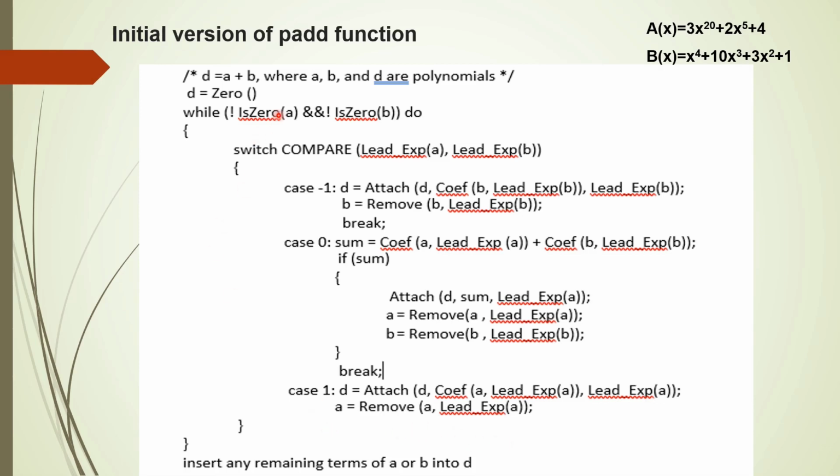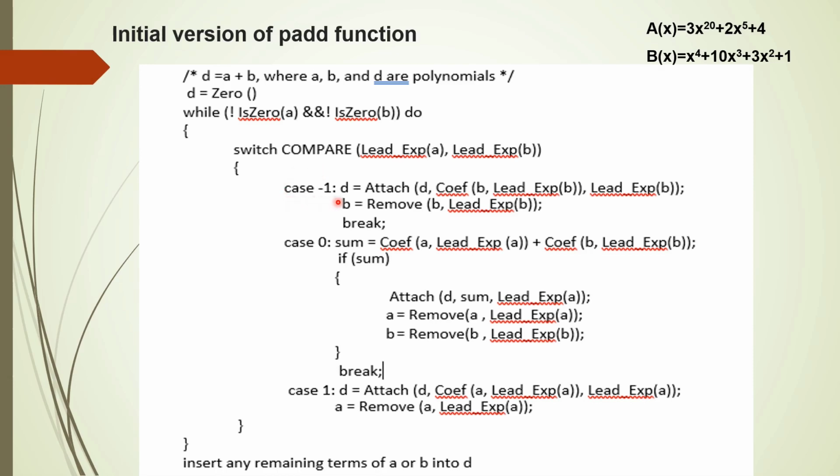Of course, we still have terms in a as well as b. It will try to get the leading exponent of a. At this point of time, the leading exponent of a is 0 because these two terms are already removed. Leading exponent of a is 0, leading exponent of b is 4. So 0 comma 4: the first value is less than the second value. Therefore the compare function will return -1.